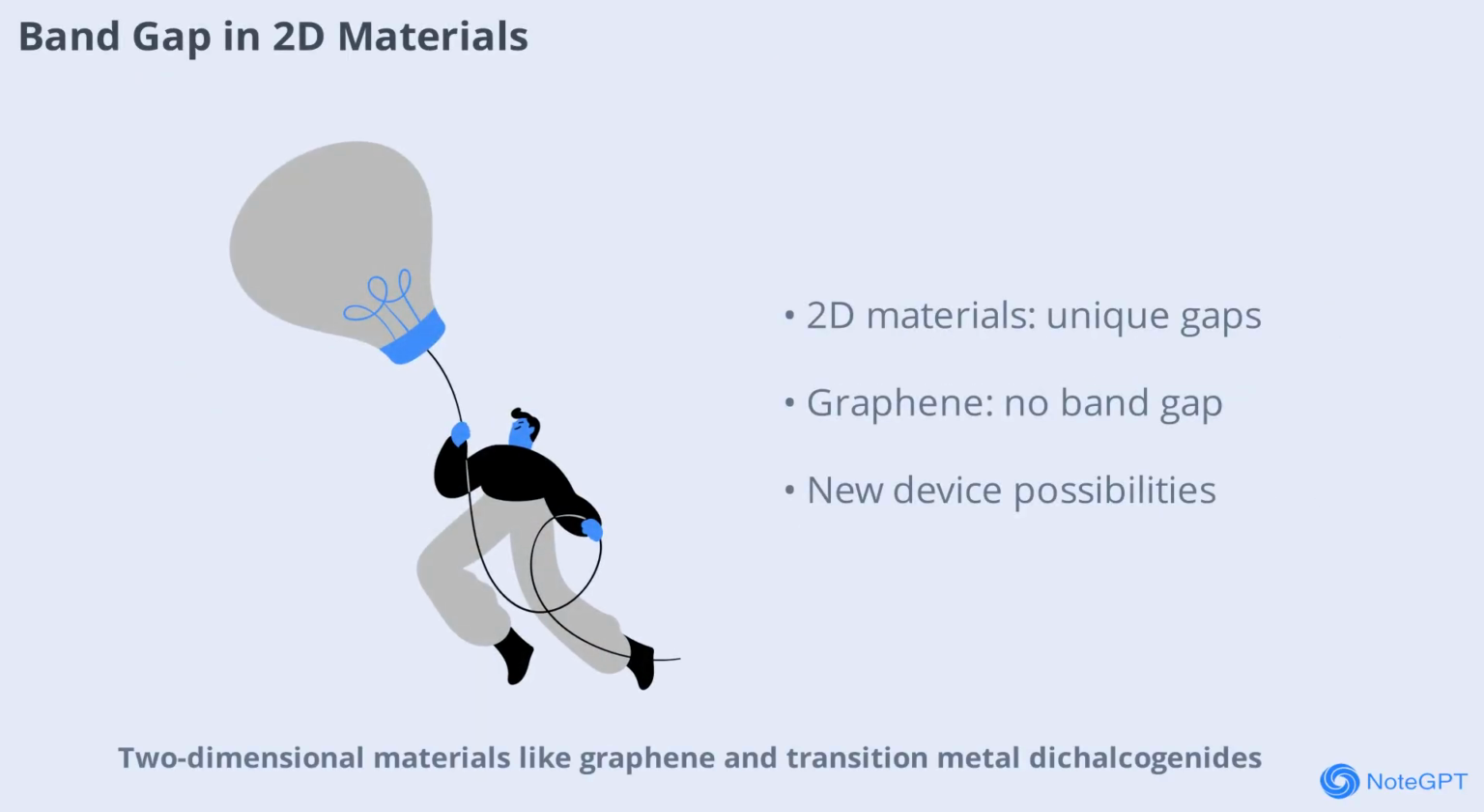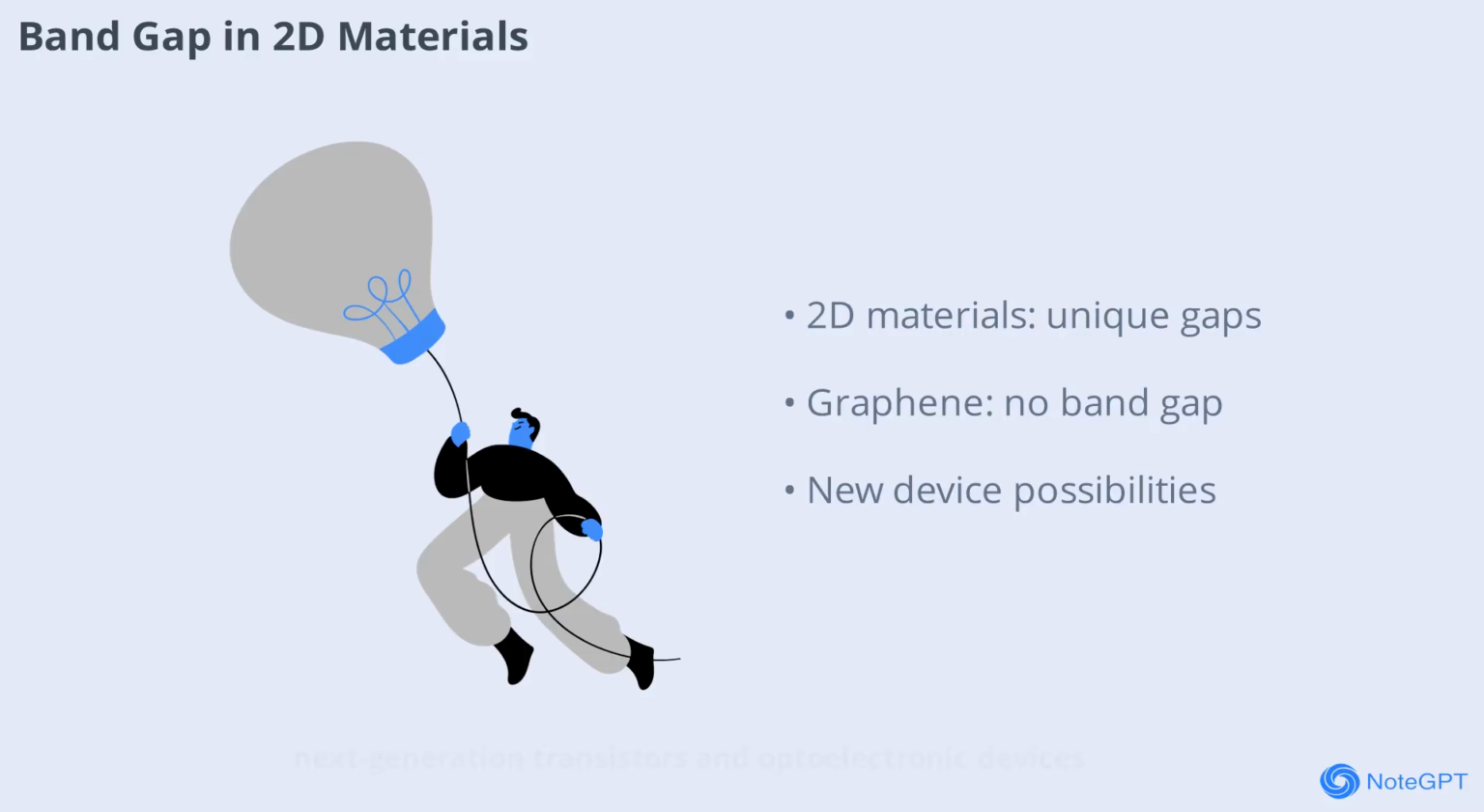Two-dimensional materials like graphene and transition metal dichalcogenides have attracted attention for their unique band gap properties. While graphene has no band gap, materials like molybdenum disulfide have a direct band gap, making them promising for next-generation transistors and optoelectronic devices. Research into 2D materials is opening up new frontiers in electronics and photonics.